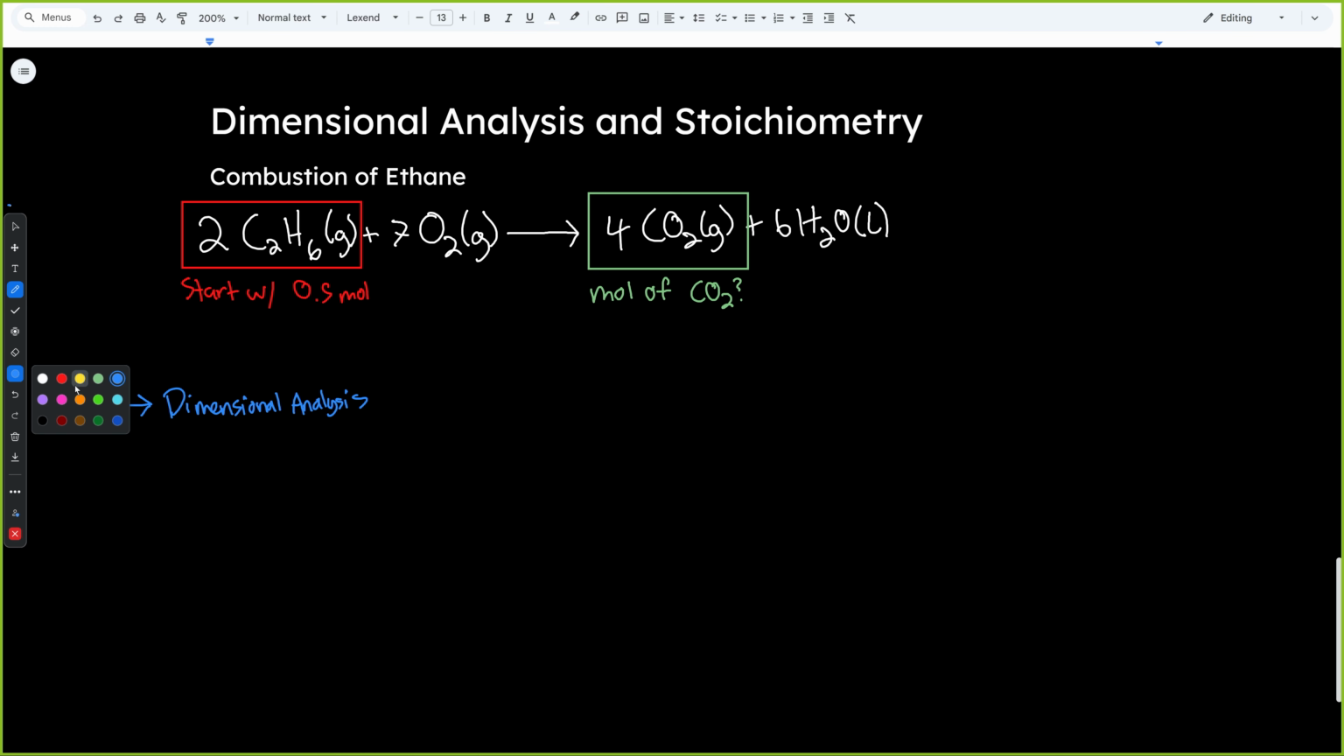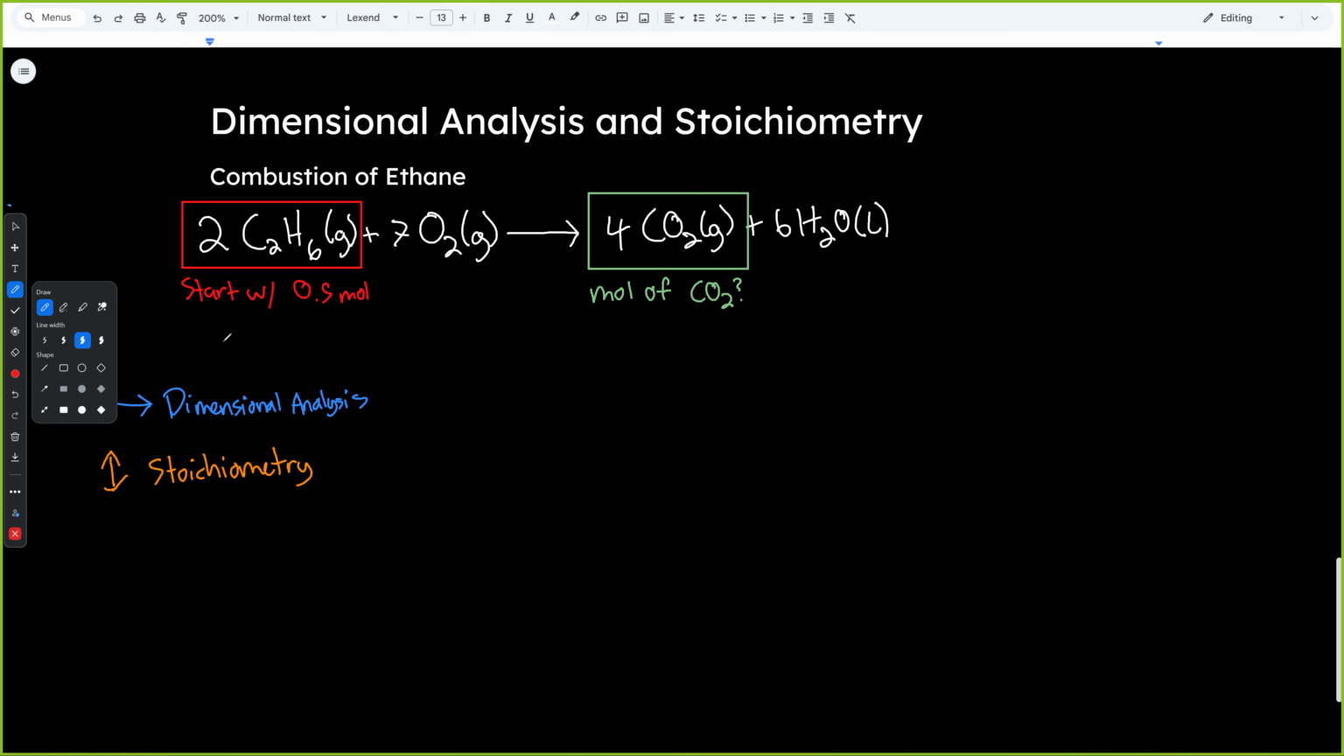And whenever we're going up and down, that is going to be our stoichiometry. That's going to make sense here in a second. So the way that I typically word this is you can only do dimensional analysis within one language. So pretend that the ethane can only speak Spanish. So we can only do dimensional analysis in Spanish with values that explain ethane.